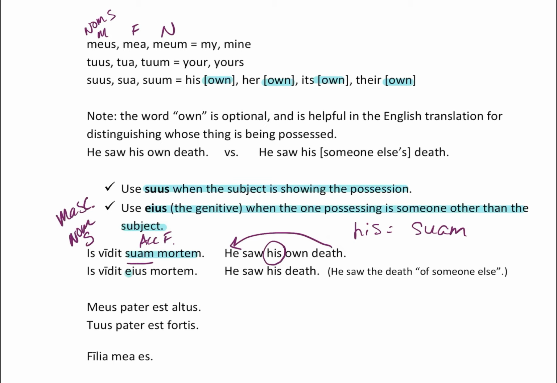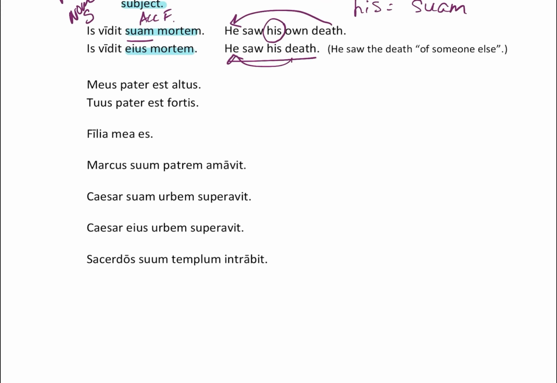All right, so in this case, we have eius mortem. And what that tells us is that whatever is being possessed, it does not belong to the subject. The subject is not doing the possessing. So right away, even though in English we say "he saw his death," and we don't know in English whether that death is the death of he or the death of some other man, in Latin, we do know, because it has eius, and that tells us that it's not talking about the subject, which is why we use that instead of the personal, reflexive pronouns.